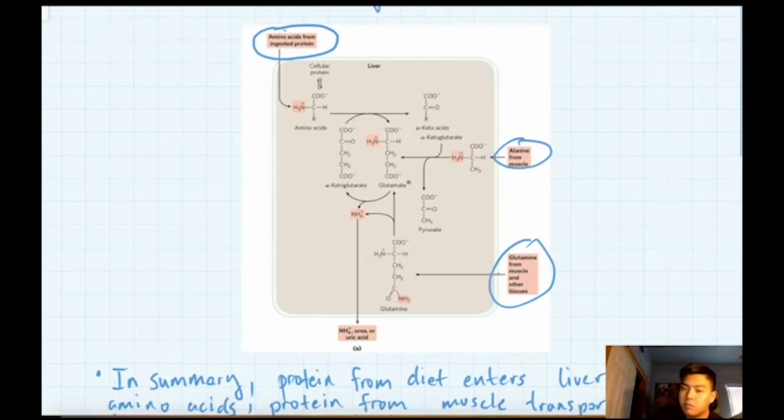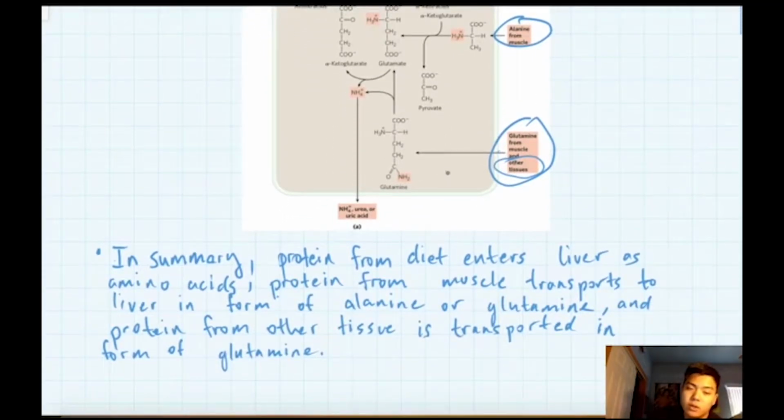Amino acids coming from the muscle, however, they come in the form of alanine or glutamine. And then the third way that we can use amino acids is from other tissues, and other tissues also use the form of glutamine to travel to the liver. So in summary, protein from the diet enters liver as amino acids, protein from muscle transports to liver in form of alanine or glutamine, and protein from other tissue is transported in the form of glutamine.